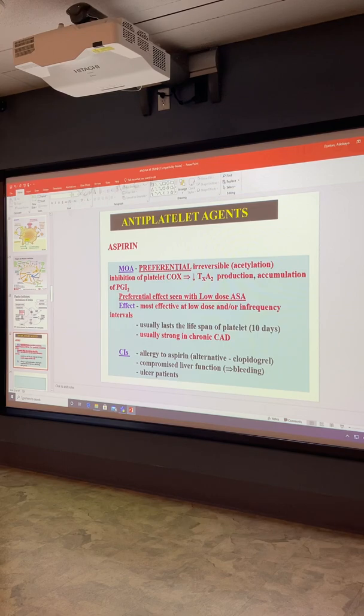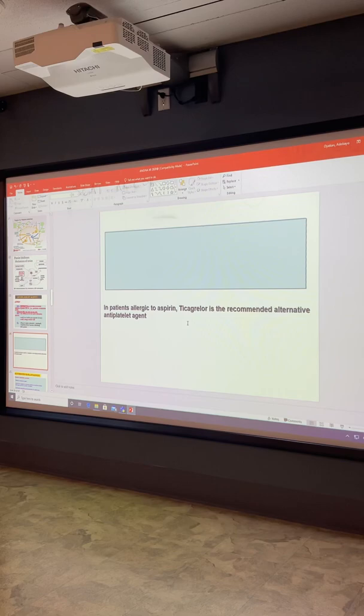Clopidogrel is a P2Y12 receptor antagonist. Give clopidogrel. Okay. Question. In patients allergic to aspirin, ticagrelor is the recommended alternative antiplatelet agent. False. The recommended one is clopidogrel.